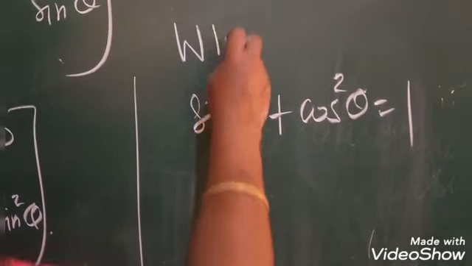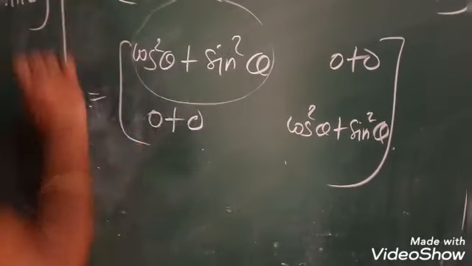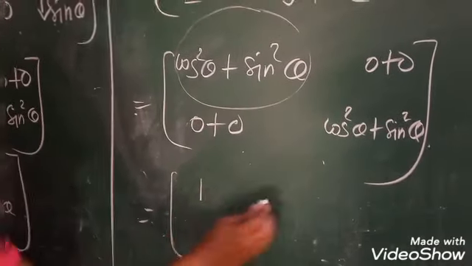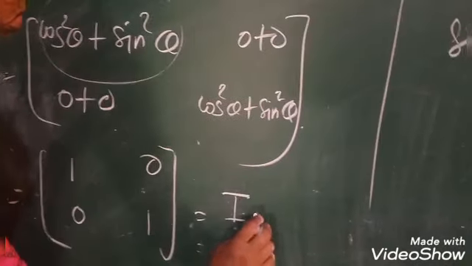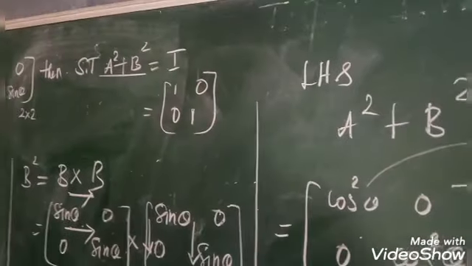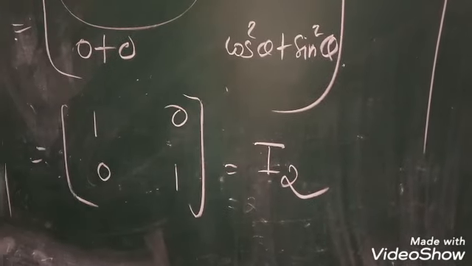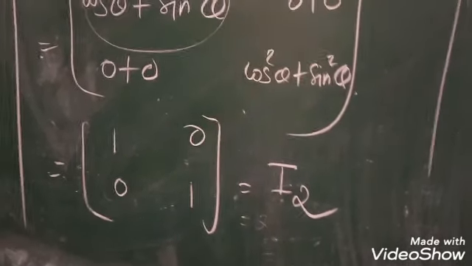So we know that very well. So sin squared theta plus cos squared theta is called 1. Here also 0, 0, 1. This is called I2. The question is to prove A squared plus B squared is equal to I, girls. Yes, 1 0 0 1 is the unit matrix. This is the answer for the 8th sum. Have you all understood?